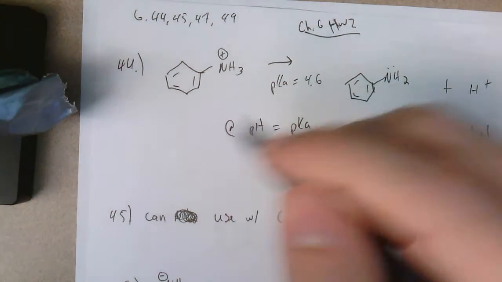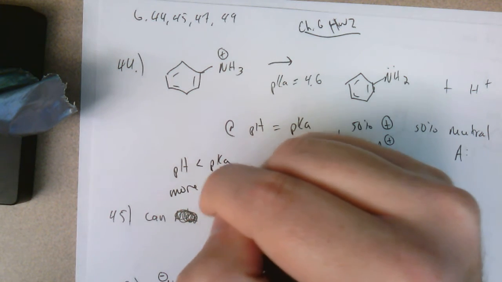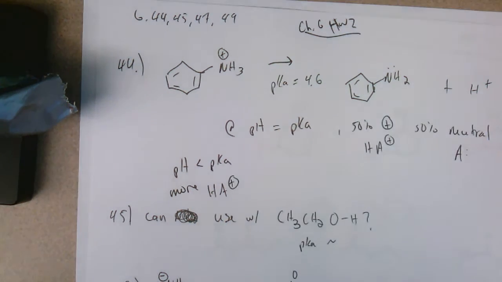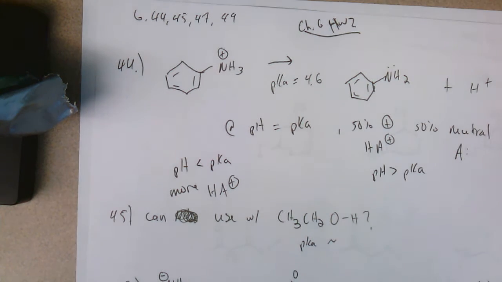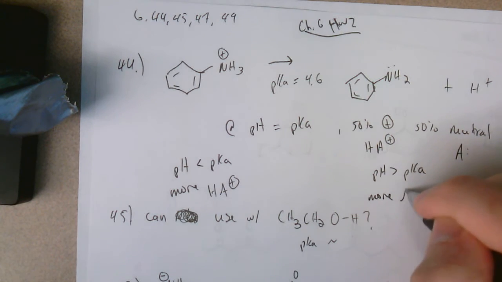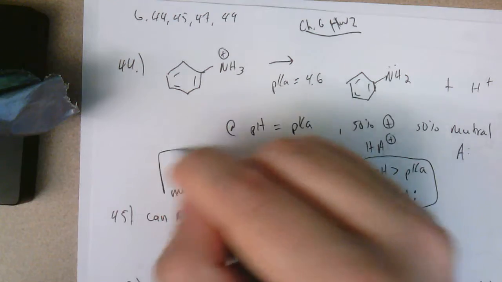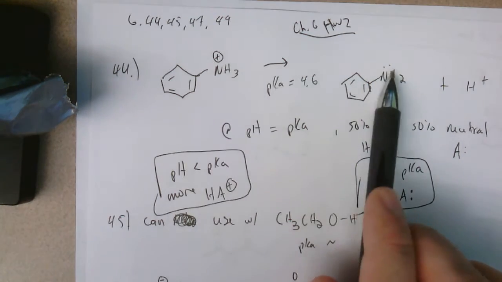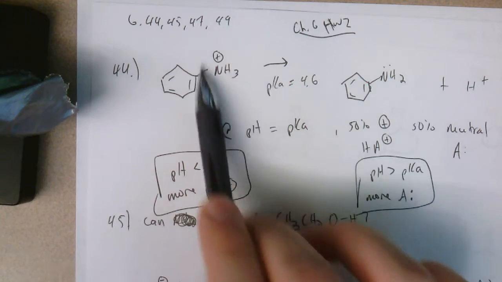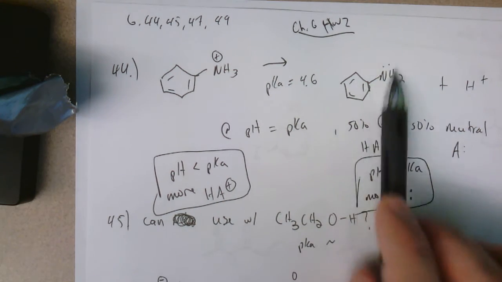So if I go more acidic, if my pH is less than my pKa, then I'm going to have more of the acid form, so HA plus in this case. If my pH becomes more basic than my pKa, so greater pH than the pKa, then I have more of the neutral form. At a pH below 4.6, I'm going to be jamming protons onto this to force it all to be this side. If I go to a pH above 4.6, that means I'm taking protons away, so I'm going to be more on this side.